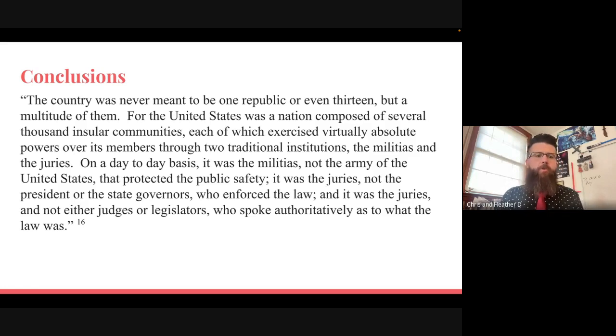And it was the juries, not either judges or legislators, who spoke authoritatively as to what the law was. You're looking at so much government on a local level that gets some powers from the state, which then receives them from the federal level, and how they each have a separation of those powers. So even though there is a multitude of different communities, the communities in which the people live have the autonomy to in some way rule themselves. And so do the states, and so does the federal government.